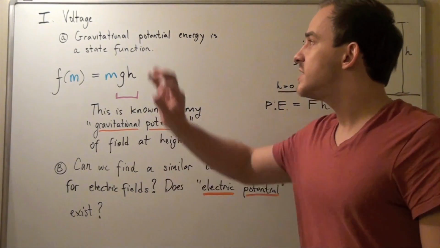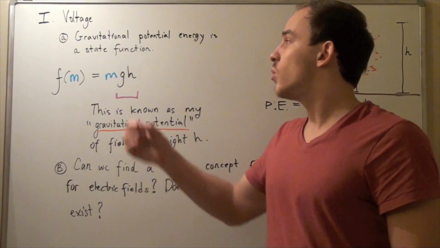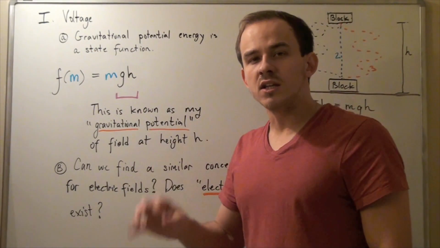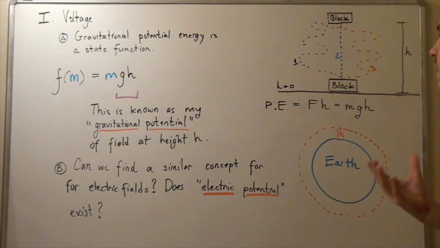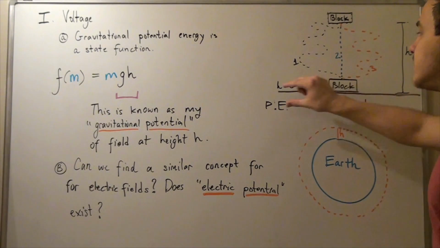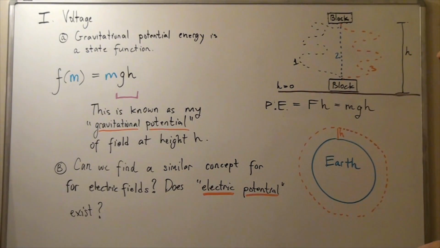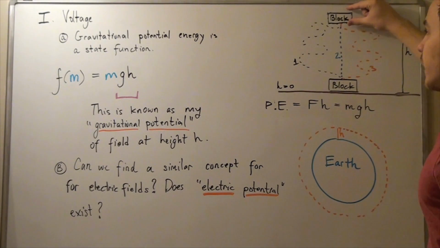Now recall that gravitational potential energy is a state function. And to illustrate what a state function is, let's look at the following example. Suppose we have a block of some mass m at some height 0. So the block is positioned on our ground. It's on the surface of our Earth. Now suppose we move our block up a height h. So we move our block from initial position of h0 to final position of height h.